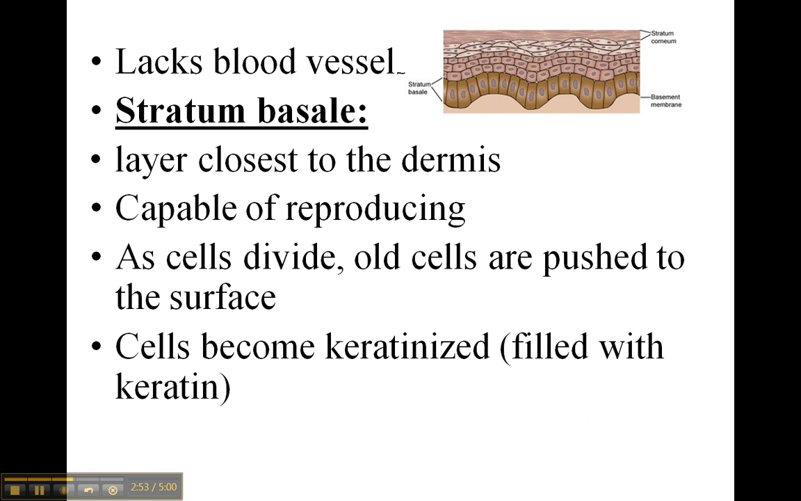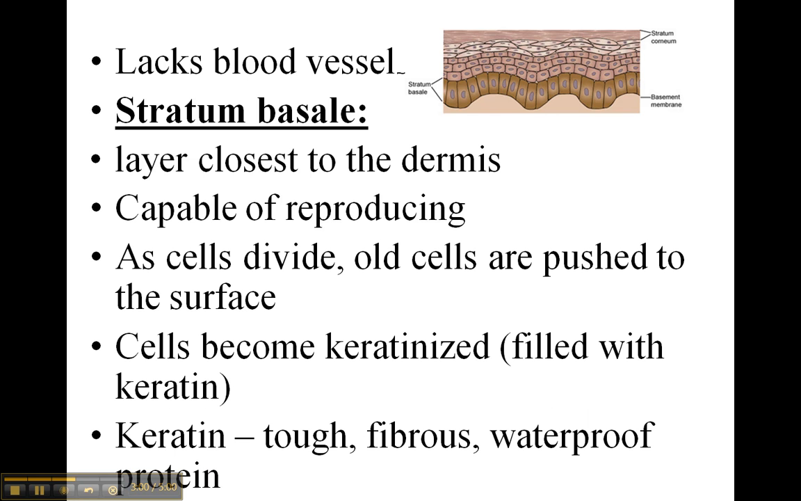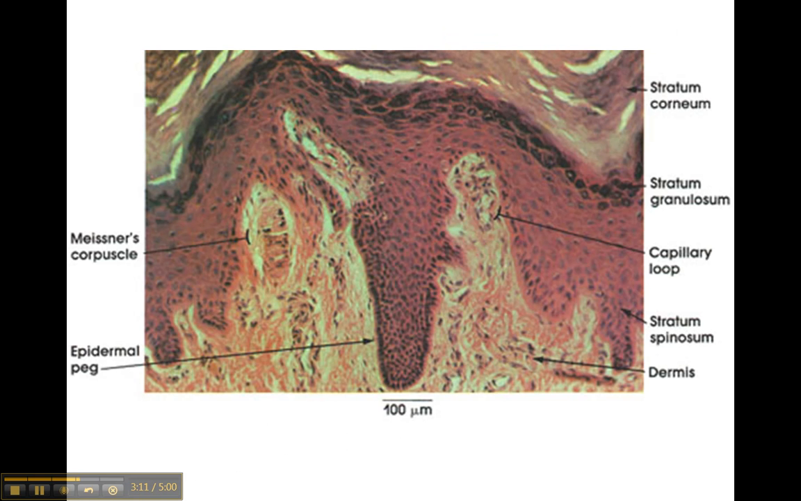Cells then become keratinized, which means filled with keratin, and die. And so keratin is a tough, waterproof protein that is found in the outermost area in the cells of the epidermis. Here you can see a picture. Now, I'm not expecting that you will learn these intermediate layers, okay, granulosum and spinosum. I'm interested in you knowing the stratum basal, which is not labeled here, which is the deepest, and then the stratum corneum, which is the outermost, the flaky, dead skin.